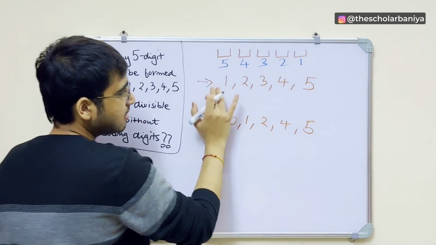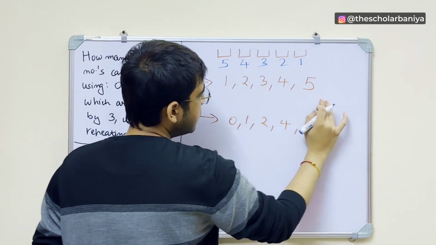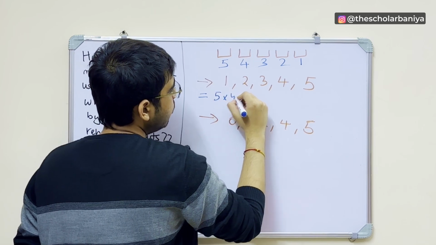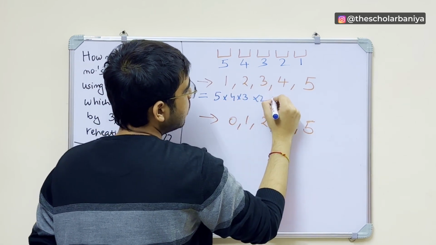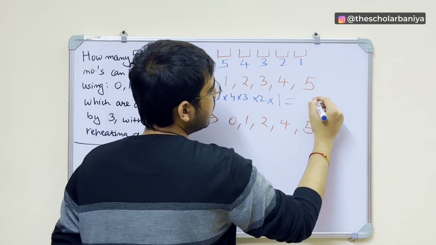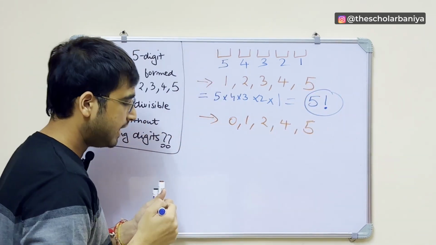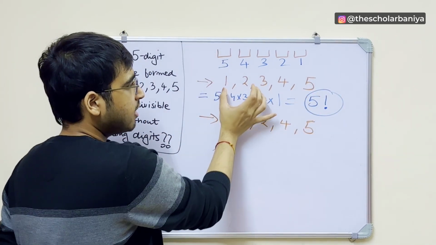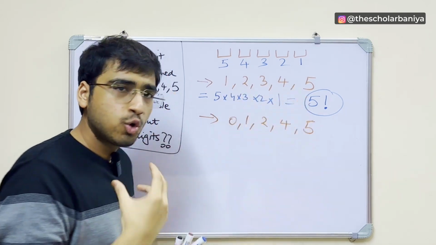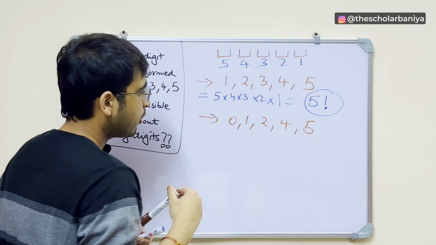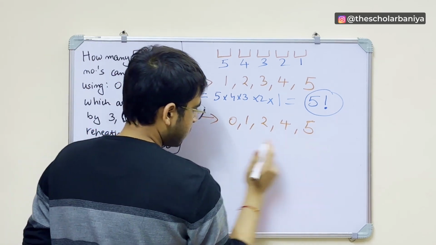So for these digits, how many possible cases are there? 5 into 4 into 3 into 2 into 1, which is basically 5 factorial, right? So for these digits, the total number of ways can be 5 factorial, right? Okay, now let's talk about this case.